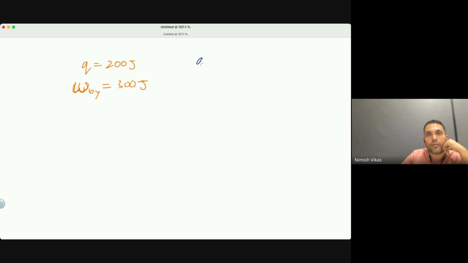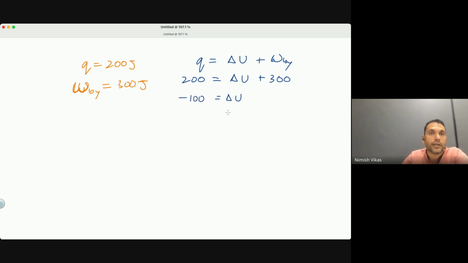From the formula, we can straight away check what happens. Heat supplied is 200, plus work done by is 300, so the internal energy change will be minus 100. The internal energy will reduce by 100 joules. Is that clear, guys? You understand these things?